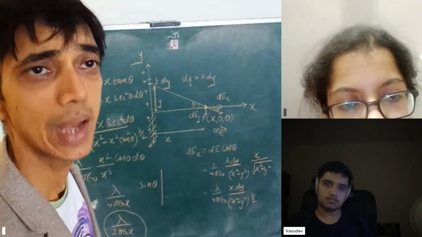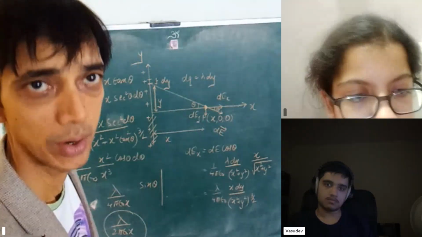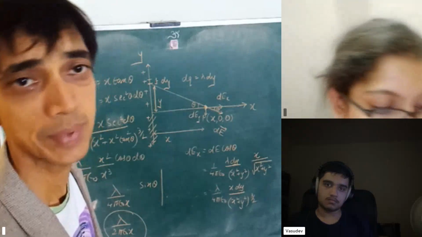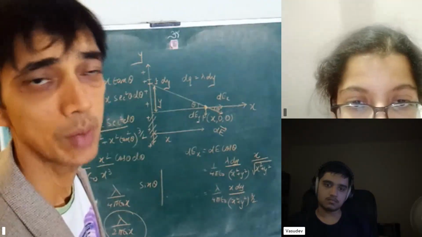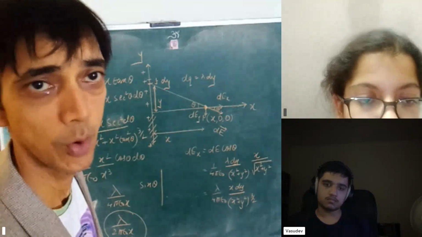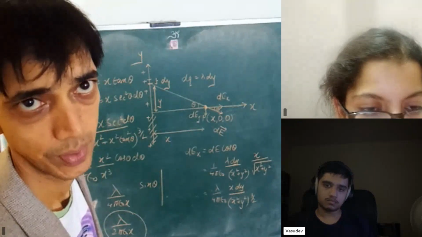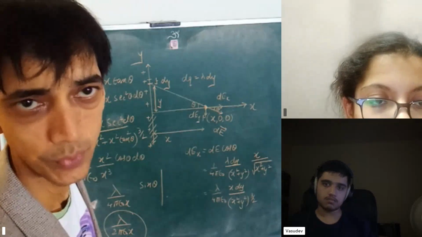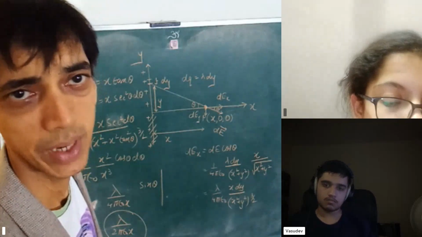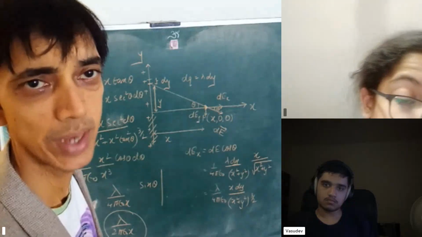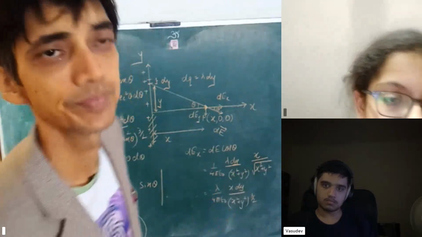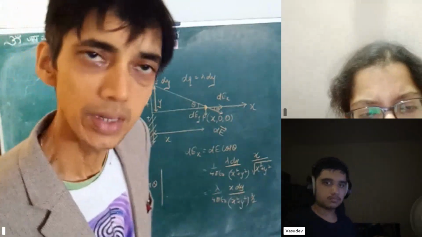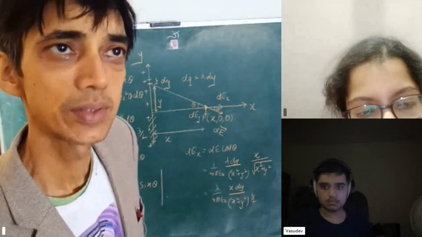What will be EY? Lambda divided by 4 pi epsilon naught x. EY will be lambda divided by 4 pi epsilon naught x, and so will be EX, lambda divided by 4 pi epsilon naught x. Resultant, of course, will make what angle known to you? 45 degree. And what will it be? EX square plus EY square under the root. Am I clear on that front?